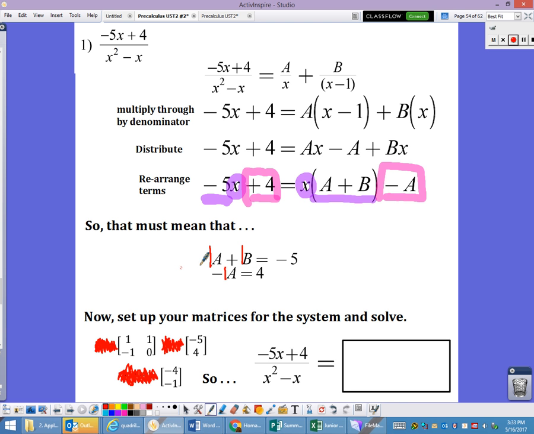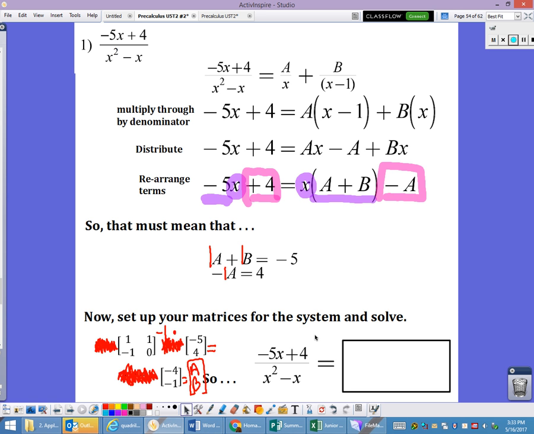So my coefficient matrix is 1, 1, negative 1, and there's no b in the second equation, so I call that 0. Now if you remember to solve a system, I do the coefficient matrix inverse times negative 5, 4, which is these values here, and that's going to give me my solutions, which in this case are for a, negative 4, and for b, negative 1.